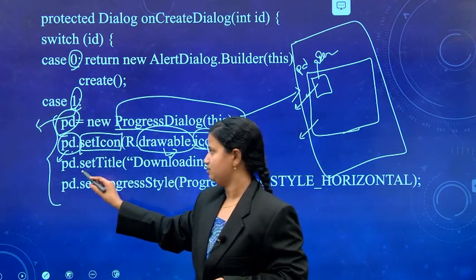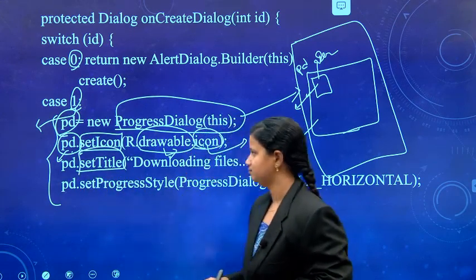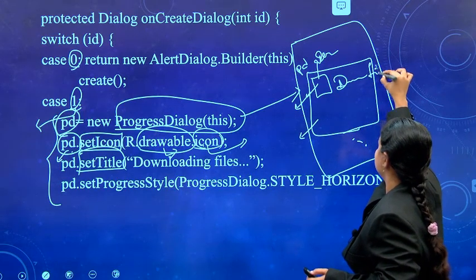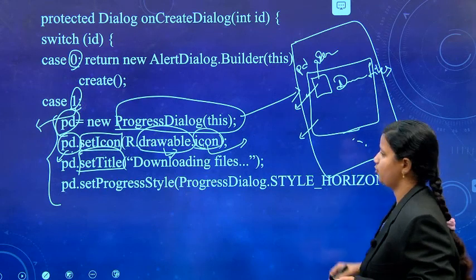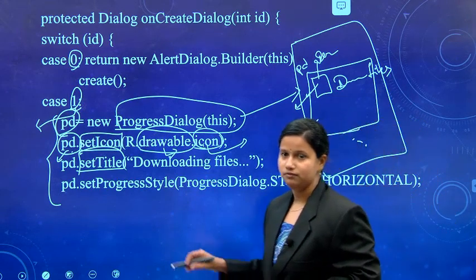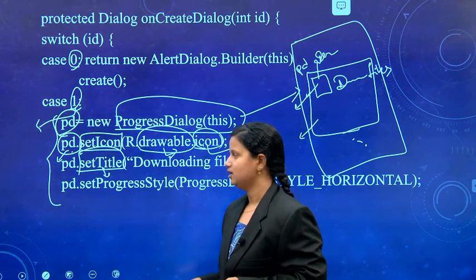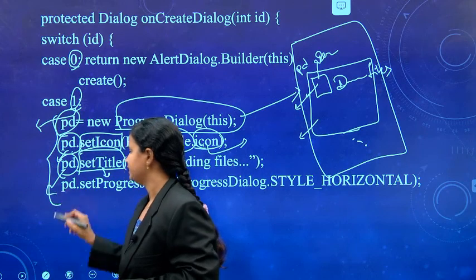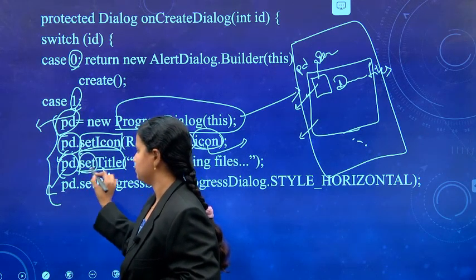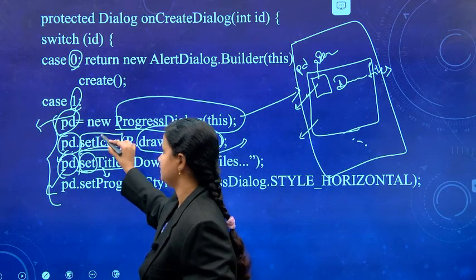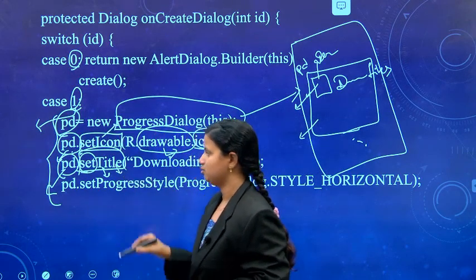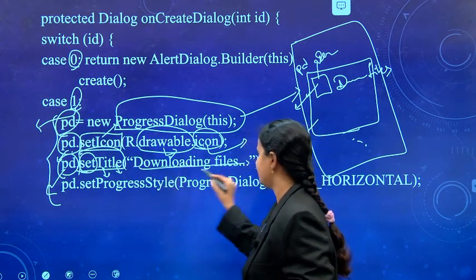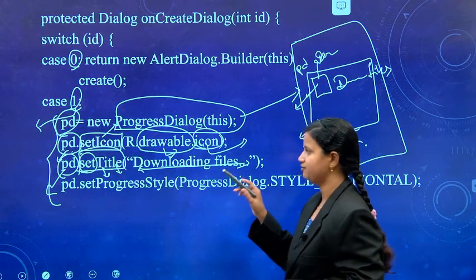And next we have to set the title. We are having a title as downloading files in that corresponding progress dialog. How is it possible? We have to set the property as title. Whenever you observe, each and everything starts with the object name dot set, which is a keyword to set the different properties. Here we are setting the property as icon and here we are setting the property as title. What is the title I want to set? Downloading files. This is the title I want to set for this progress dialog.